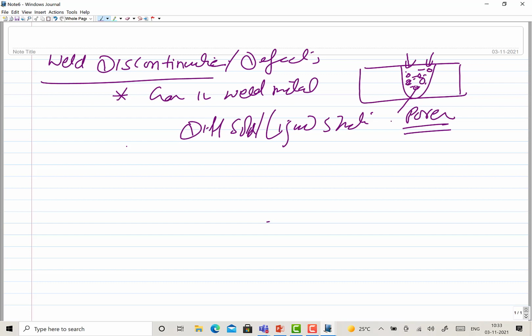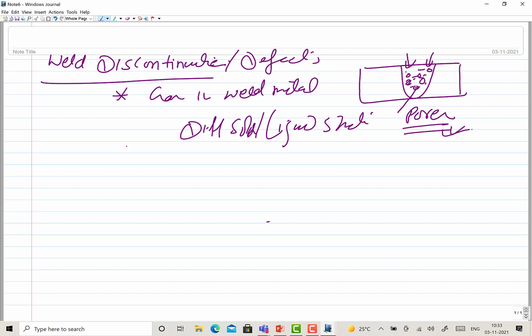Okay. So this is one aspect, the large difference in solubility of the gases in the liquid and solid state. When they are in the liquid state, they are well dissolved, but when the solidification starts, that too happening very fast, the dissolved gases are not able to come out of the molten metal and they get trapped, and that is leading to the pores or the porosity.